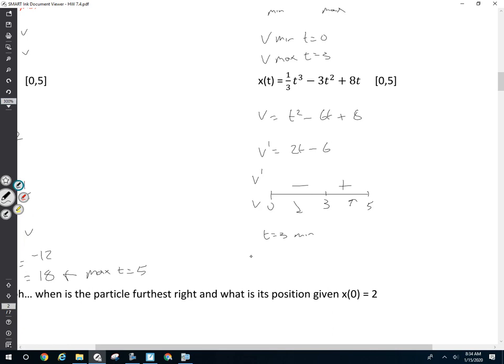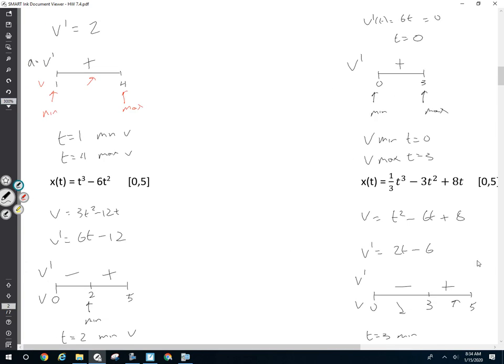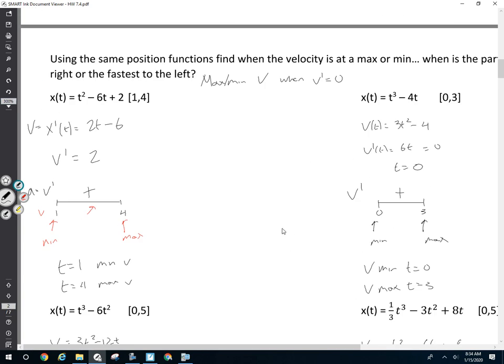My max is either at V of 0 or V of 5. Make sure you know that you're comparing values of velocities. V of 0 is negative 6. V of 5 is 4. So very similar problems, kind of these two and these two.